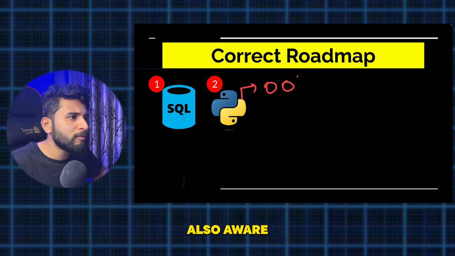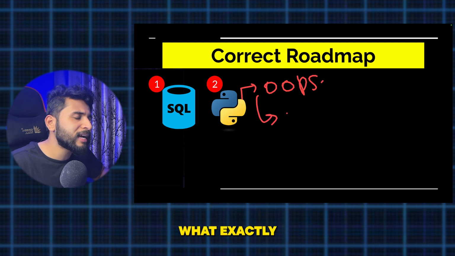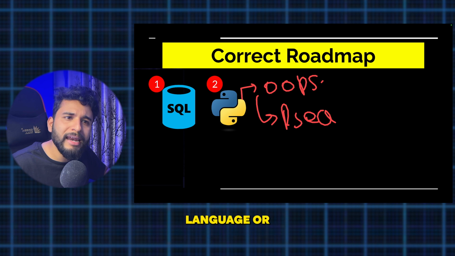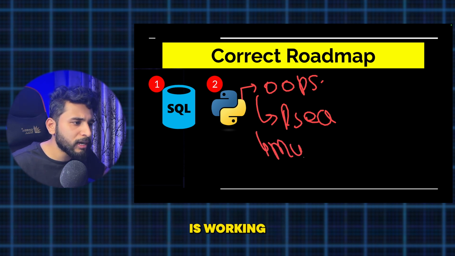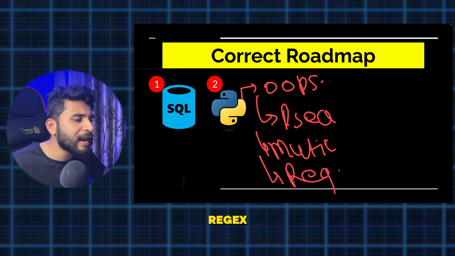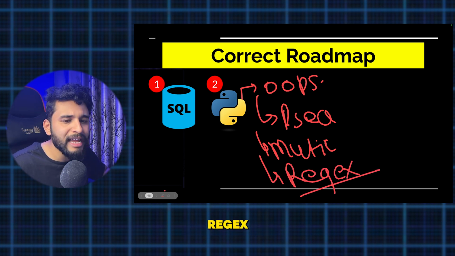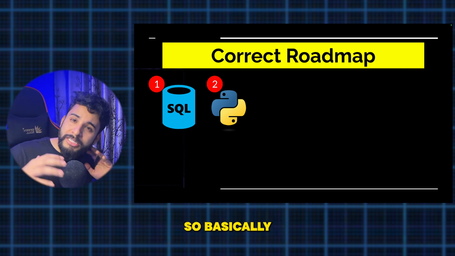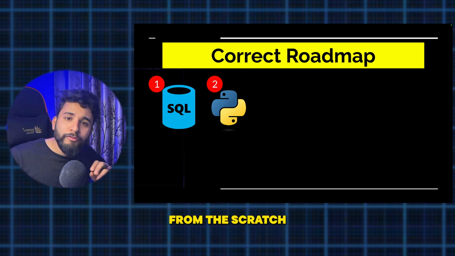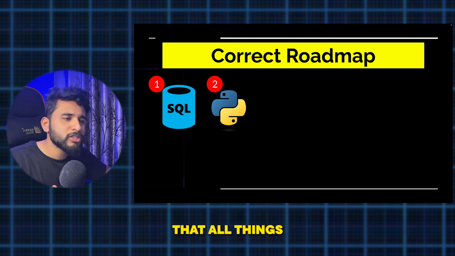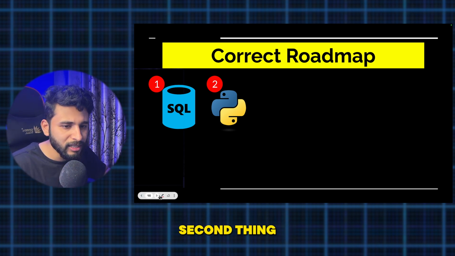You should also be aware about what OOPS is, what exactly OOPS is used for, why it is called a pseudo programming language or pseudo object oriented programming language, how multi-threading works in this particular technology, and what regular expressions are. You should know regex, a very, very famous term, regular expressions. You should be aware of all these tools. So basically it is very important to practice, and you need to learn from scratch. Until where you need to learn, all that also matters. So that is the second thing that matters.